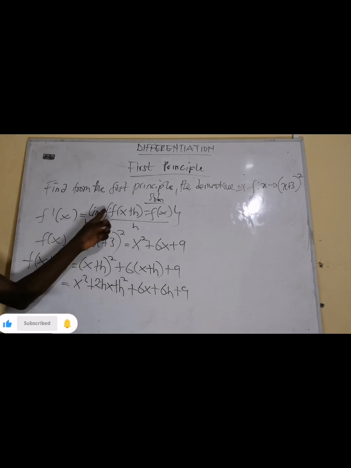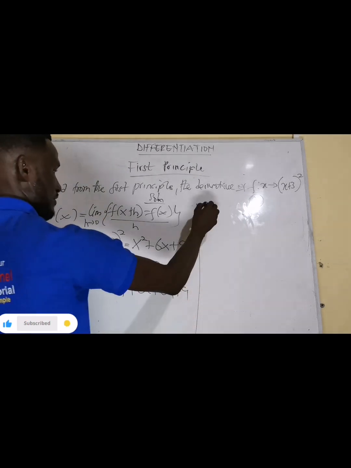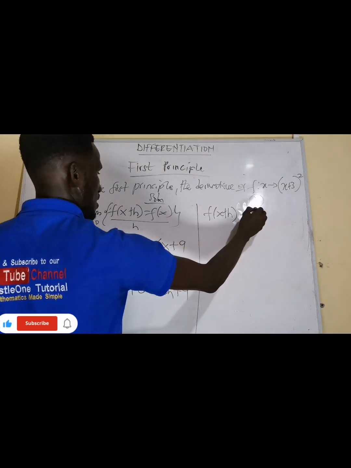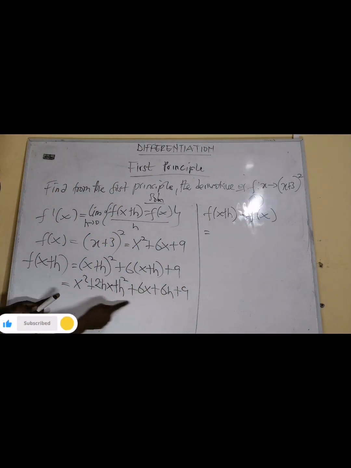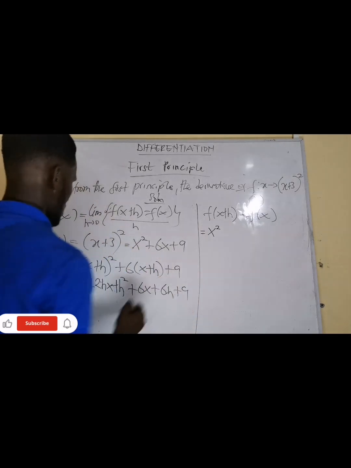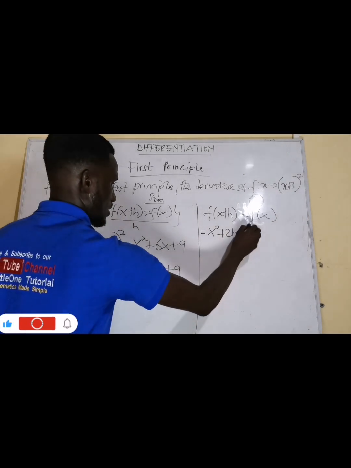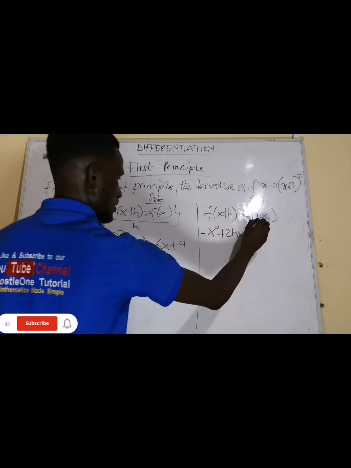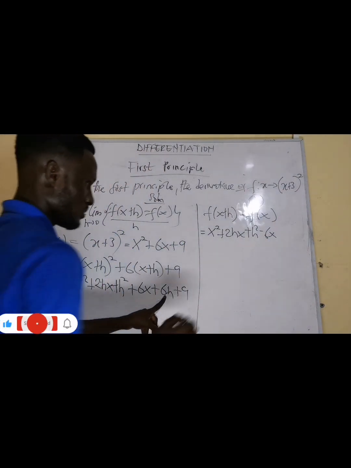Now the next one I'm going to find is the numerator, that is f of x plus h minus f of x. Now this one will be equal to f of x plus h, which is the whole of this one. So let me write it. We have x squared plus 2hx plus h squared plus 6x plus 6h minus the f of x.